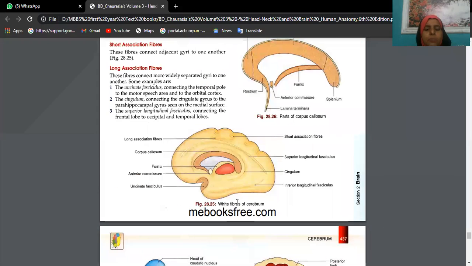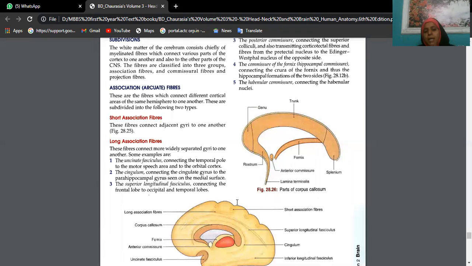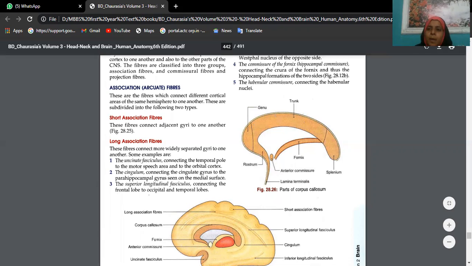Where is the corpus callosum? You have to talk about the connecting white matter fibers also. We have forceps major and forceps minor, which are connecting the right and left parts of the cerebral hemispheres, seen in different parts of the corpus callosum. Just go through it, it will be given in your textbook. Okay, forceps major and forceps minor. Then let us see the next question.